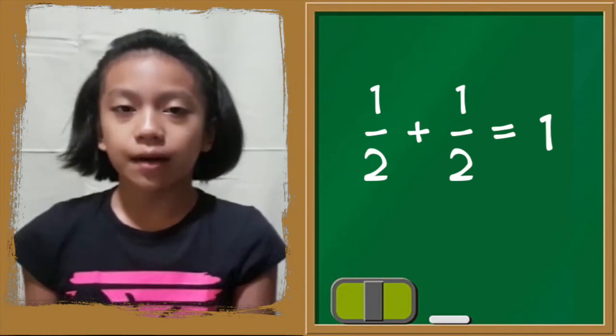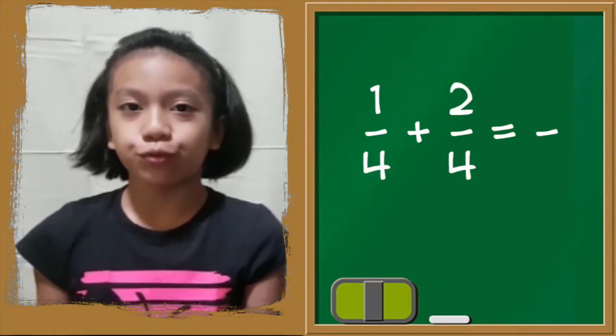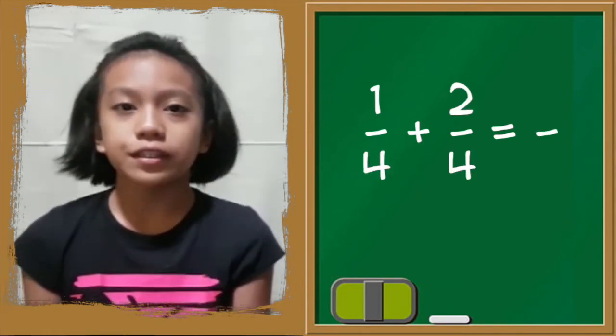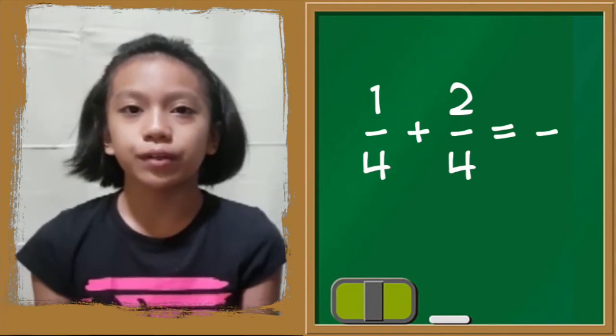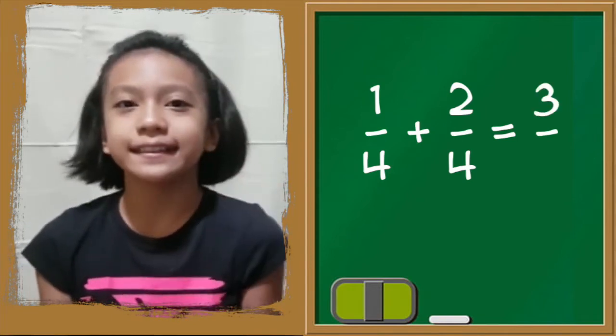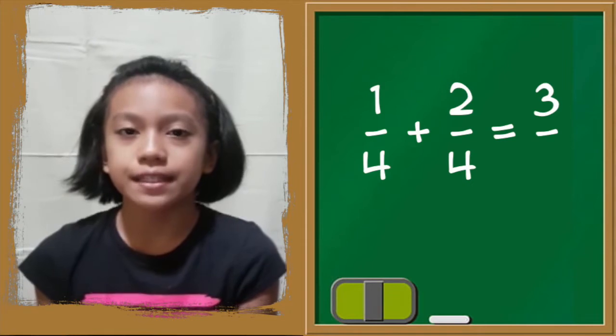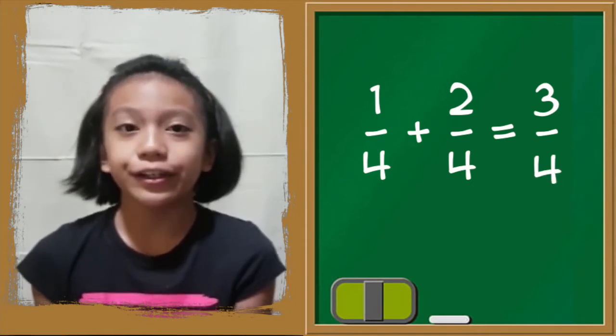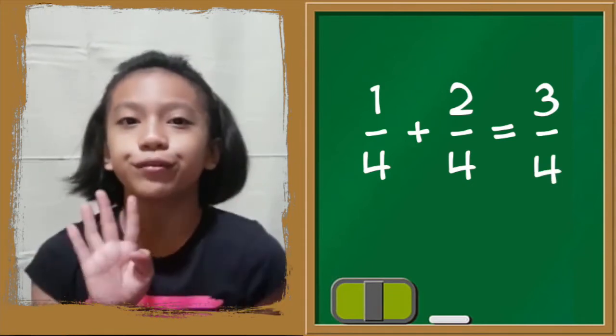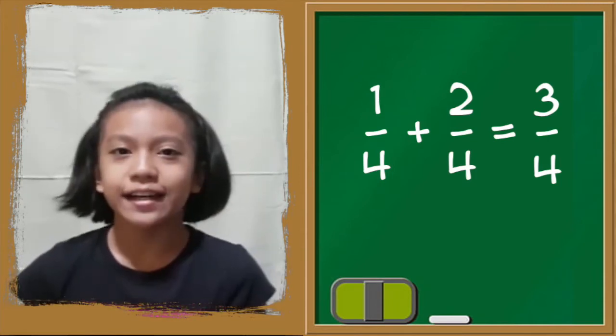Let's have another example. 1/4 plus 2/4. First, we'll just add the numerators. 1 plus 2 equals 3. Then copy the denominator since they are the same. There you go. The answer is 3/4. It's easy, right?